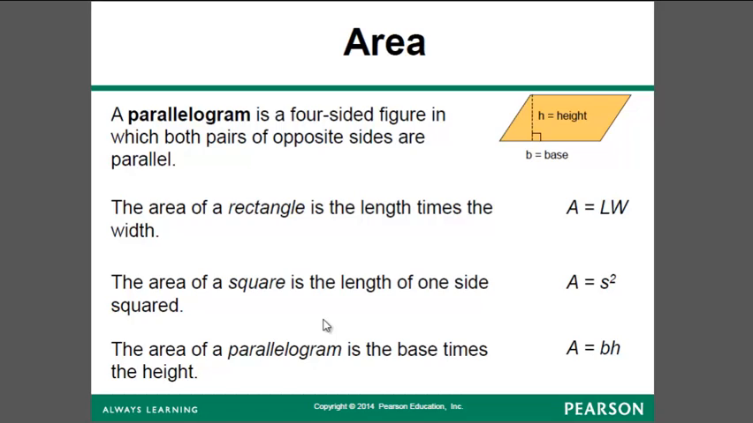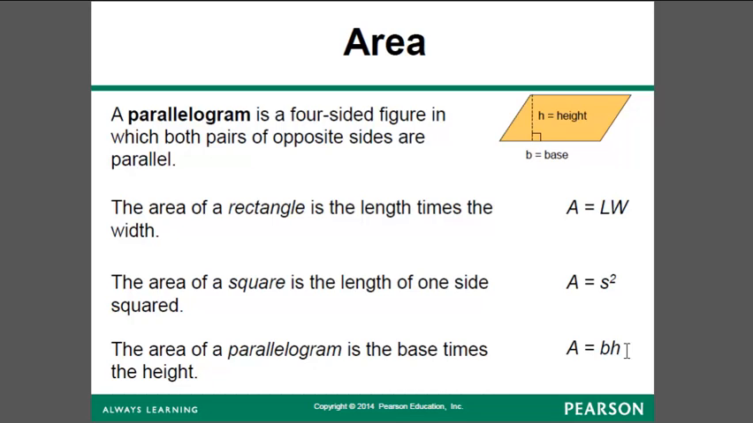Let's look at area. A parallelogram is a 4-sided figure in which both pairs of opposite sides are parallel. This is an example of a parallelogram. Now then, a square is an example of a parallelogram, and so is a rectangle. The area of a rectangle is length times width. The area of a square is side squared. And the area of a parallelogram is base times height.